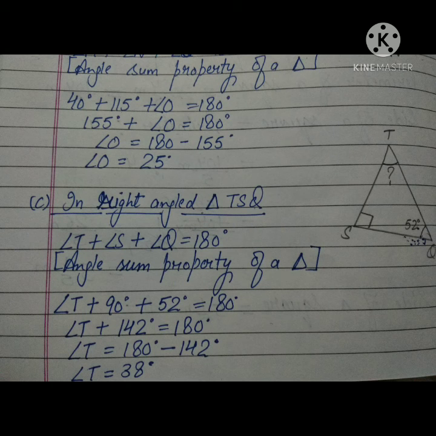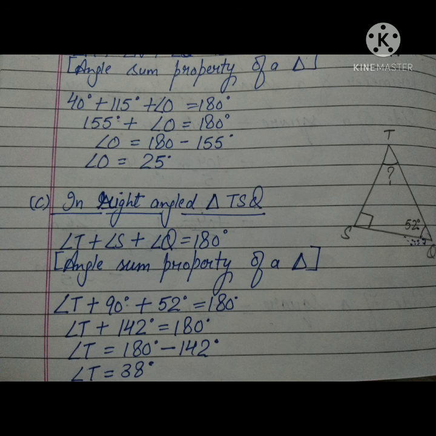In right angle triangle TSQ, the value of angle T is not given to you. The value of angle S is given to you, that is 90 degrees. The value of angle Q is 52 degrees. So angle T plus angle S plus angle Q is equal to 180 degrees. Angle sum property of a triangle. Angle T plus 90 degrees plus 52 degrees is equal to 180 degrees.